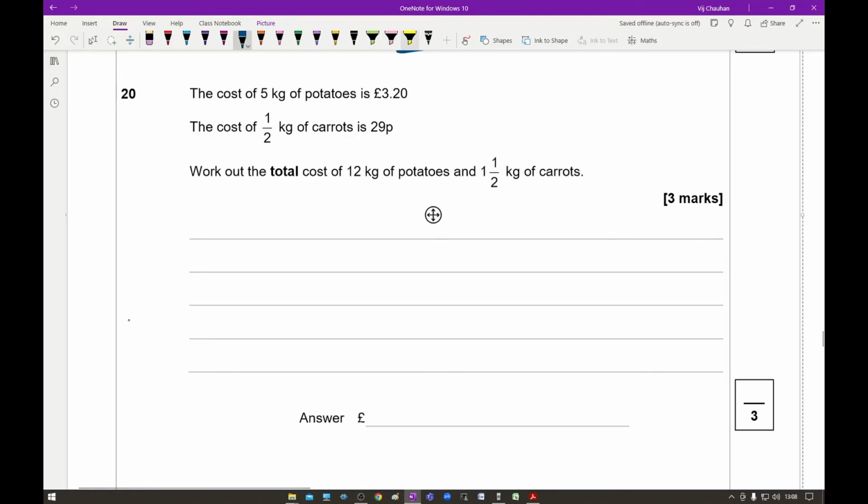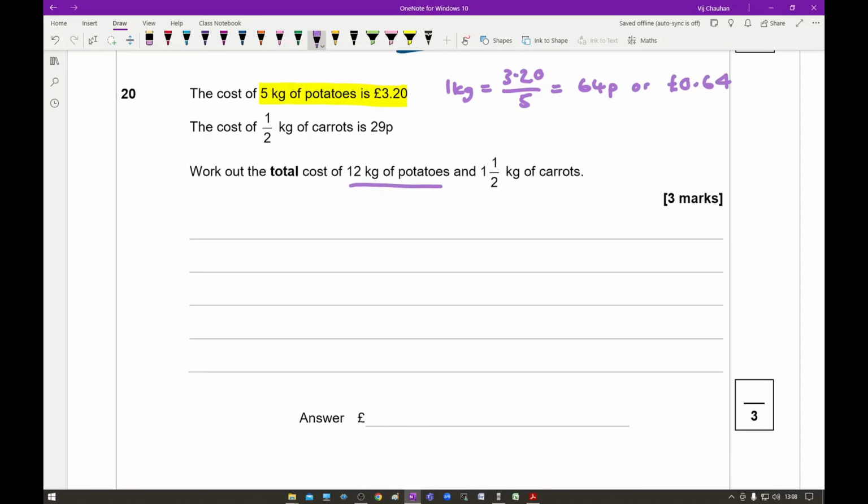Now here we can see that the cost of 5 kilograms of potatoes is £3.20. Now for this, what you want to do first is work out the cost of 1 kilogram of potatoes. So we just do 3.2 divided by 5, and that comes up to a total of 64 pence, or 0.64 as it would be on your calculator. So to work out 12 kilograms of potatoes, well, if 1 kilogram of potatoes costs 64 pence, then I just need to do 12 multiplied by 0.64.